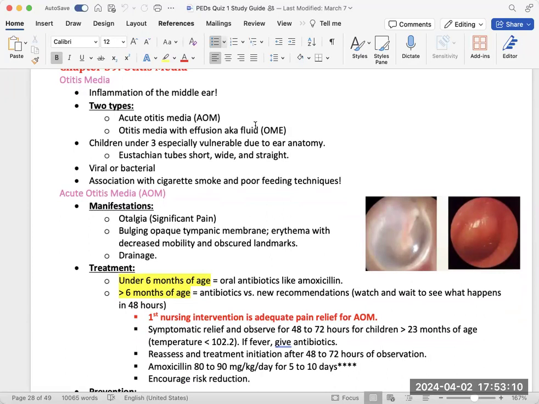Which is OME. Children under 3 years old are very vulnerable due to their ear anatomy, and that's because those Eustachian tubes, which basically are open to help regulate pressure in the ear as well as airflow, are short, wide, and straight. I would know that. She does ask something about that. So that puts them more at risk for ear infections.